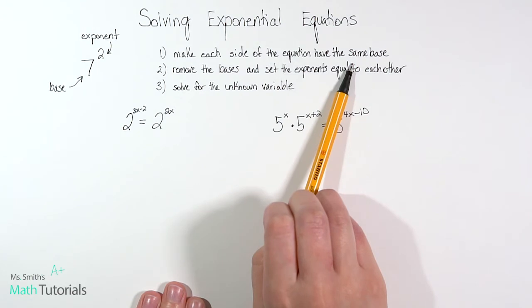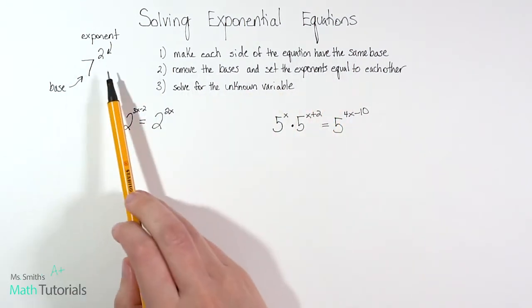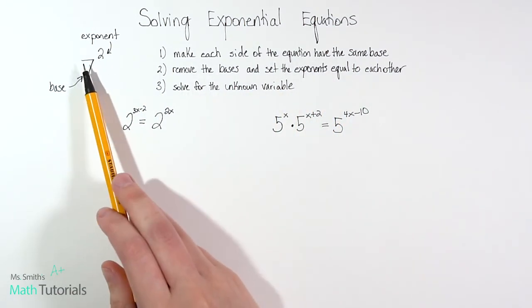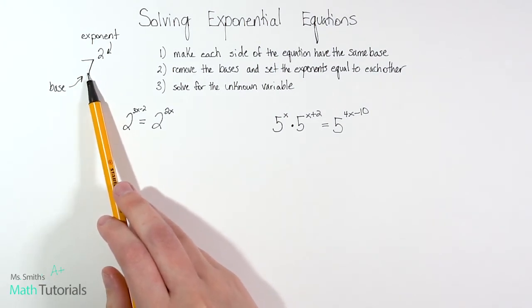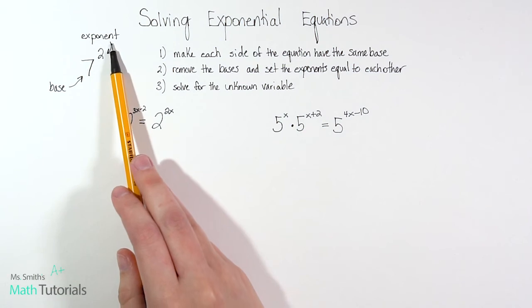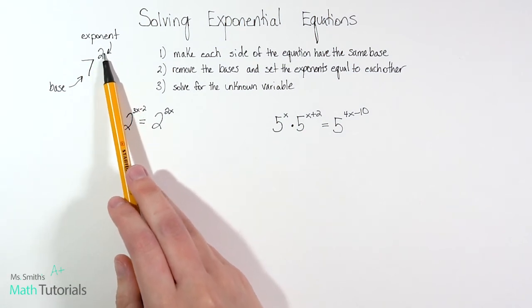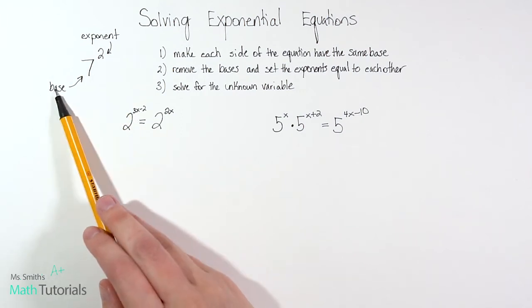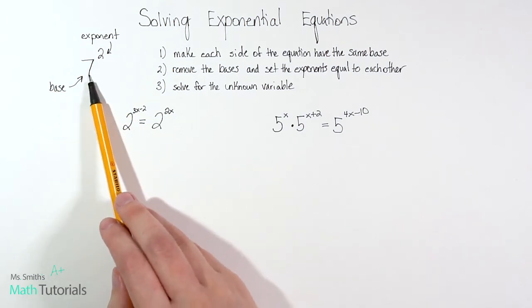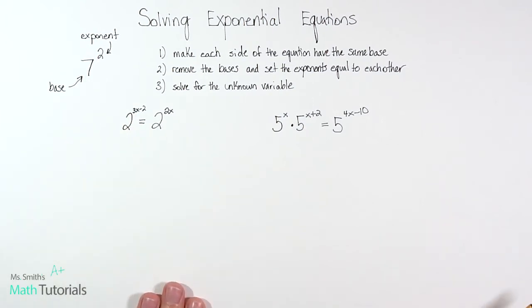And as a quick review of a base, I've drawn a little diagram over here. Your base is going to be your large number or variable, and the exponent or the power is the tiny one up in the right corner. Anytime we refer to the base, we're talking about this part. So we want to make each side of the equation have the same base.